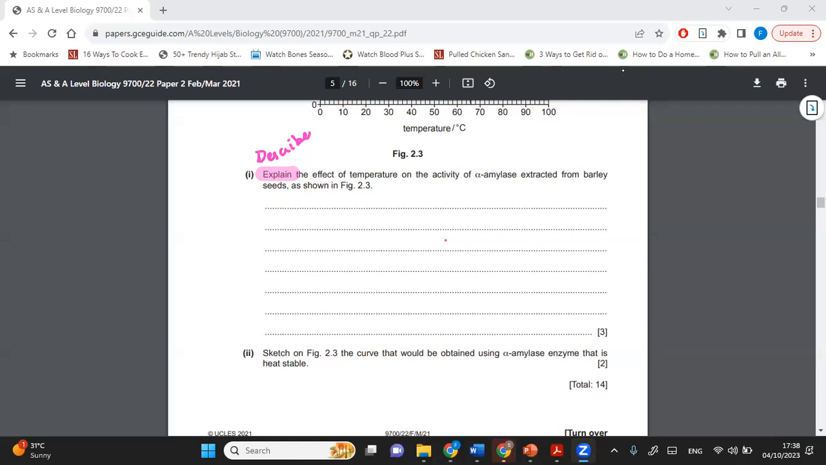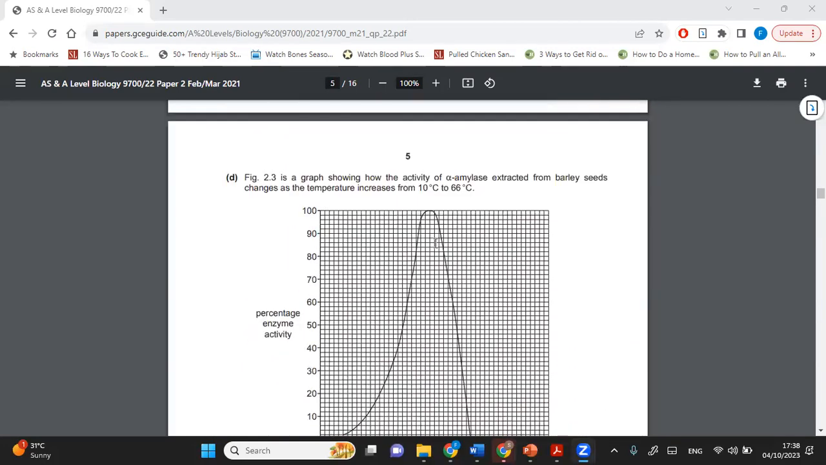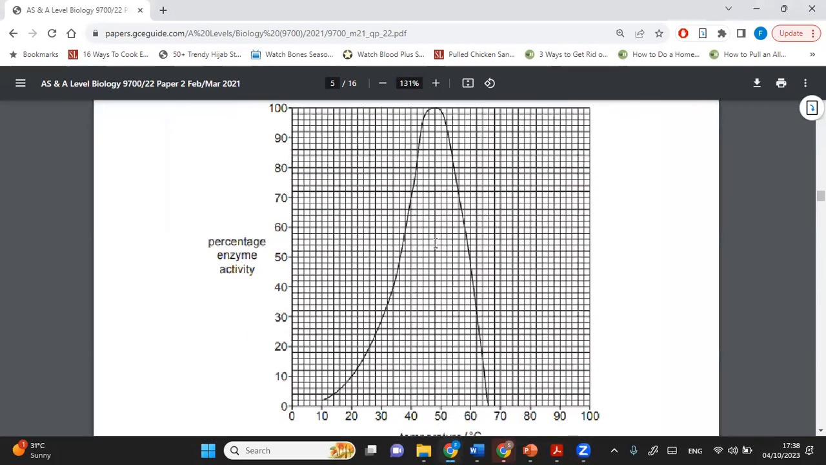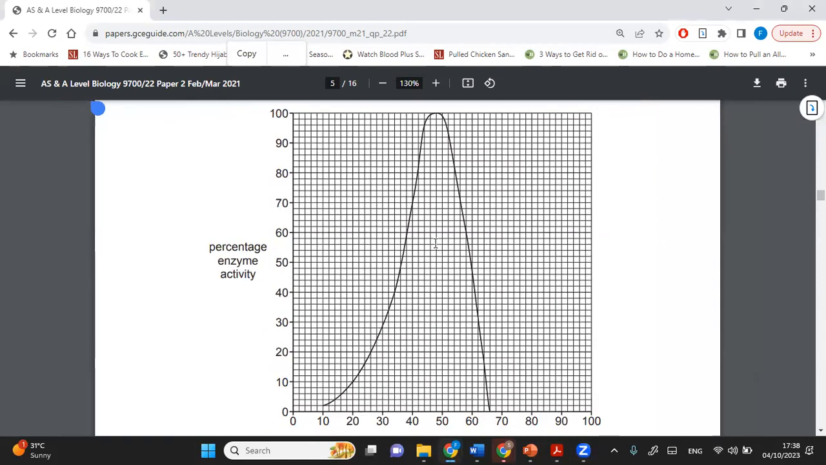Then they will say explain. First of all, you have to do a small description of the graph, a few lines on what you can see in the graph, and then the explanation as to why you see it. So over here, the question says explain. So we have to explain why this is happening to the enzyme. Why is it that what I can see in the graph is happening to the enzyme? Go ahead, take a few minutes, take a look at the graph, and then let's discuss the answer to this.